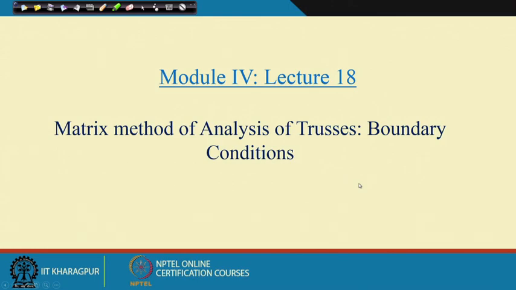If you recall the first two classes, in the first class we discussed the general concept of analysis of truss. In the second class we discussed how to obtain the member stiffness matrices and then assemble them to get the global stiffness matrix. Now, once we have the global stiffness matrix, the next step is applying the boundary conditions. That is what we will be discussing in this class.